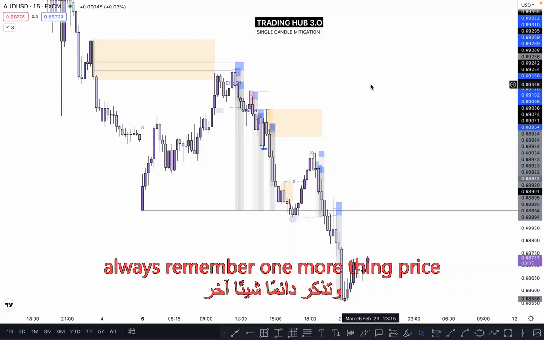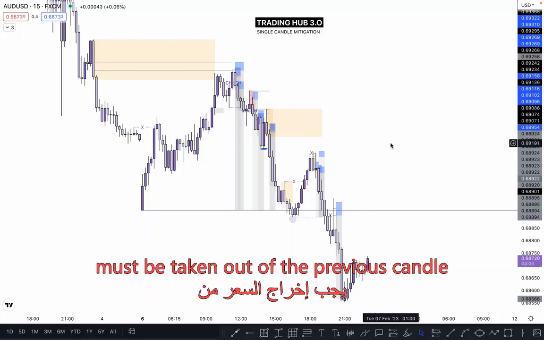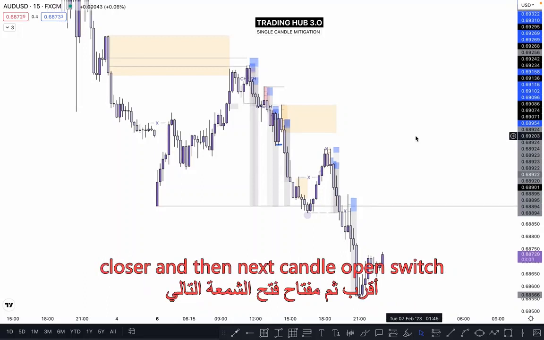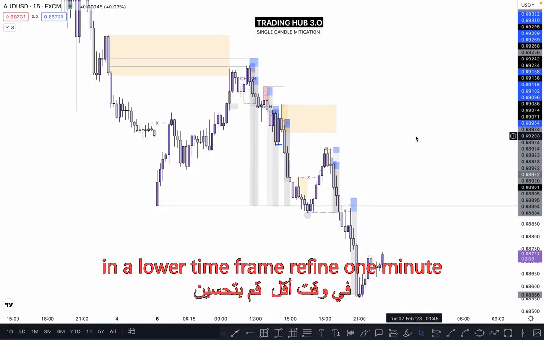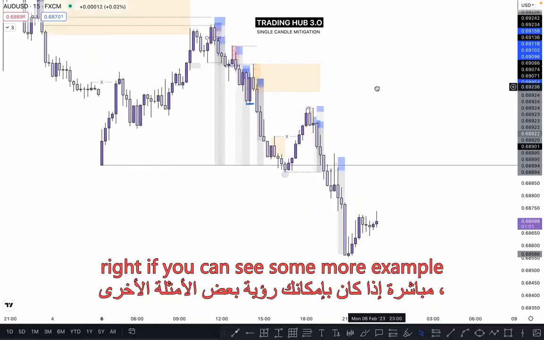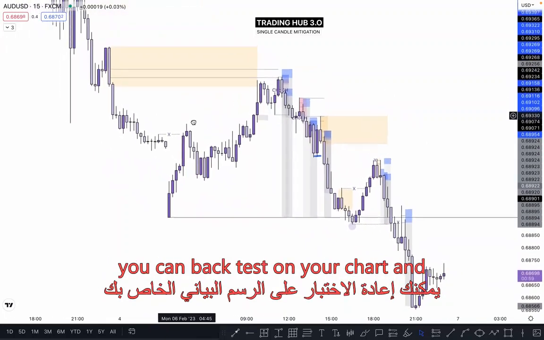And always remember one more thing: price must take out the previous candle high or low, and then wait for candle closure. Then on the next candle open, switch to a lower time frame, refine a 1-minute order block, and take the entry, buy or sell, right? If you want to see some more examples, you can backtest on your chart.